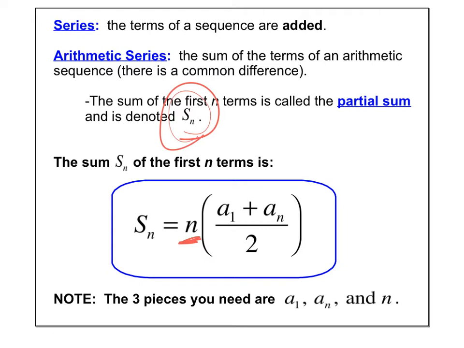So there are three items that we need. We need the first term, we need the nth term, and we need to know how many terms we are adding together in this arithmetic sequence to figure out what the sum is. So let's take a look at some examples.